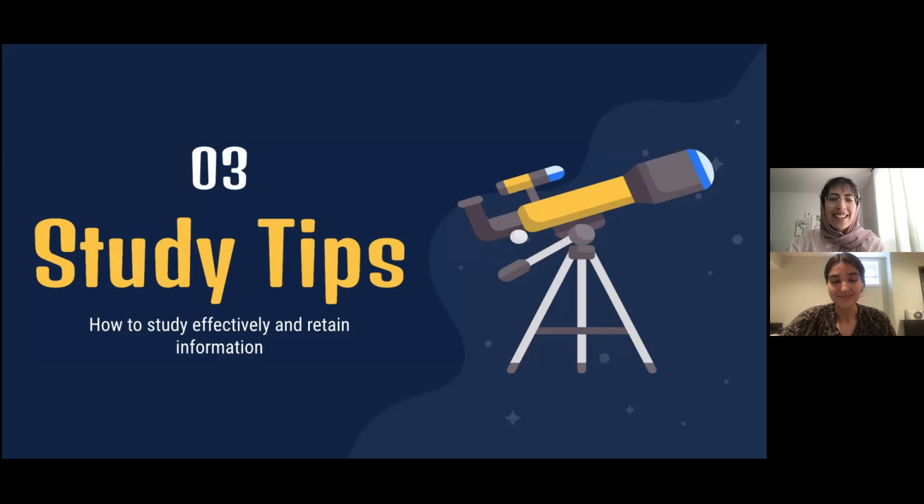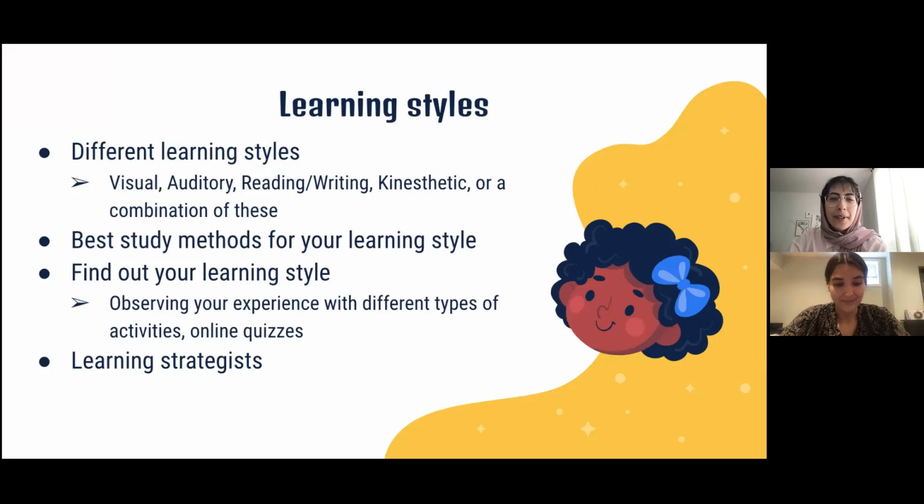Okay, so our next section is study tips. But first thing to note here is that every person has a different learning style. So people could be visual learners or auditory learners, or someone might learn best by reading and writing. Someone might be a kinesthetic learner, or even a combination of these learning styles. So finding your learning style could help you pick the best study method for you that is tailored to your learning style. And to find out your learning style, you can either observe your past experiences with different types of activities and see what things worked for you, and based on that, find your learning style.